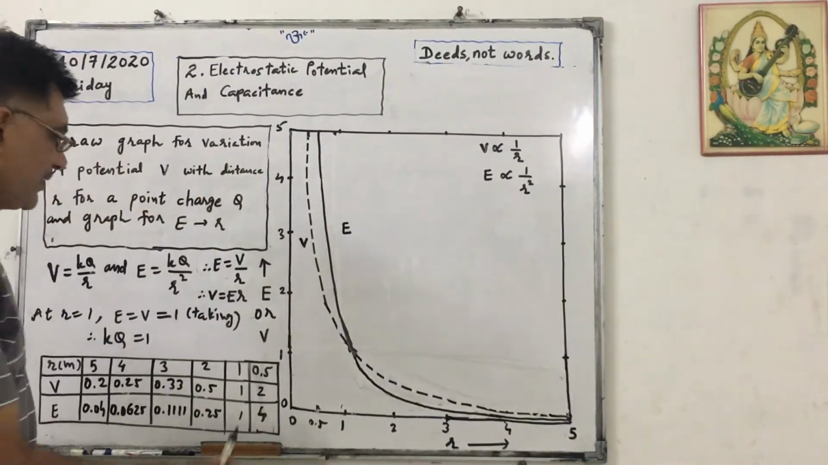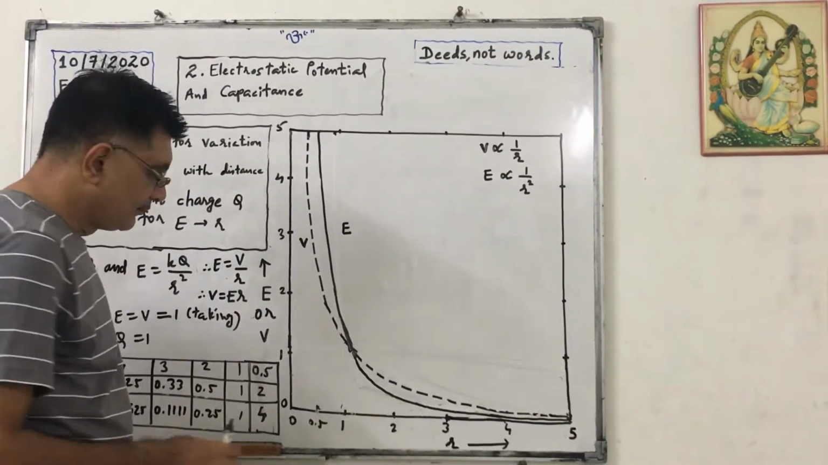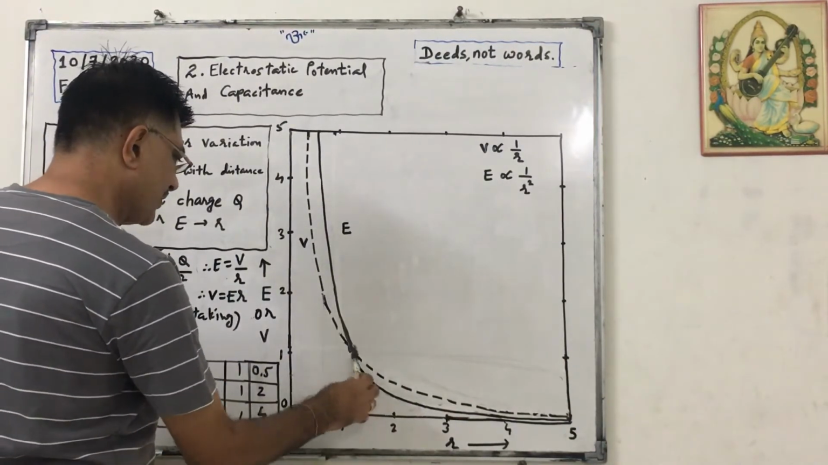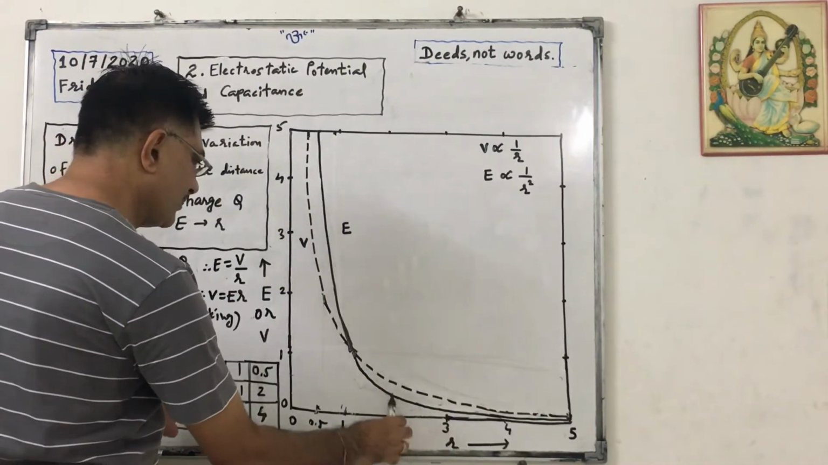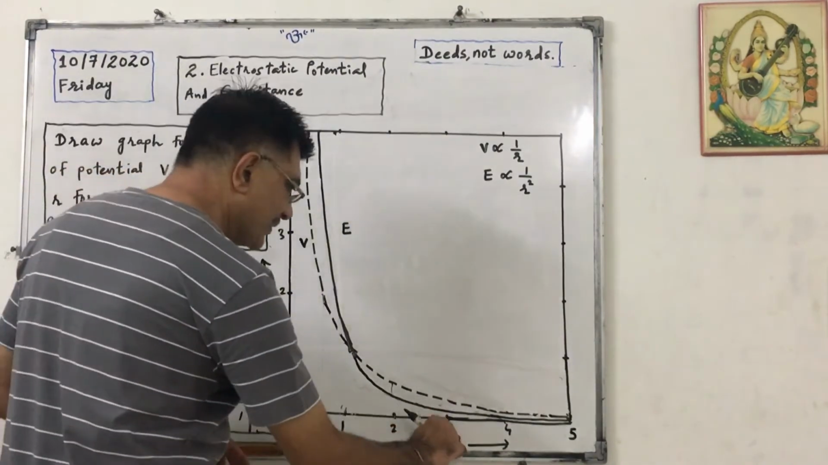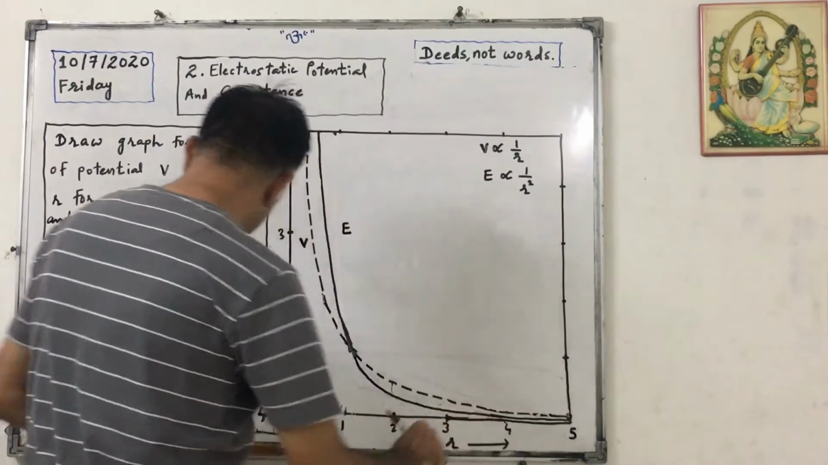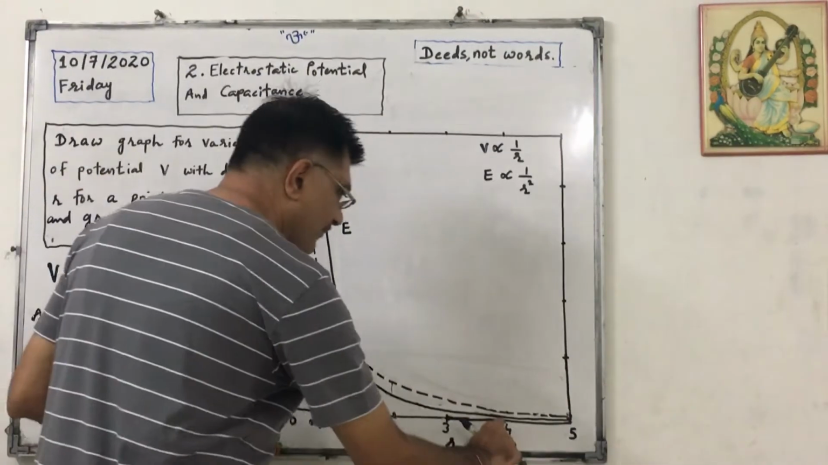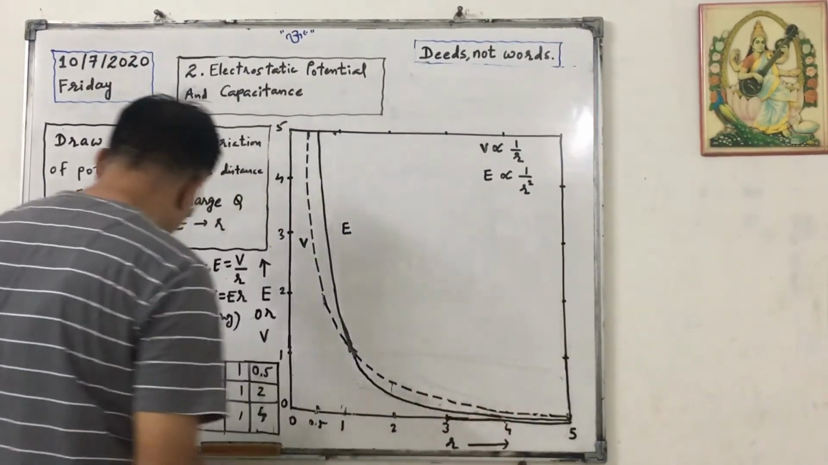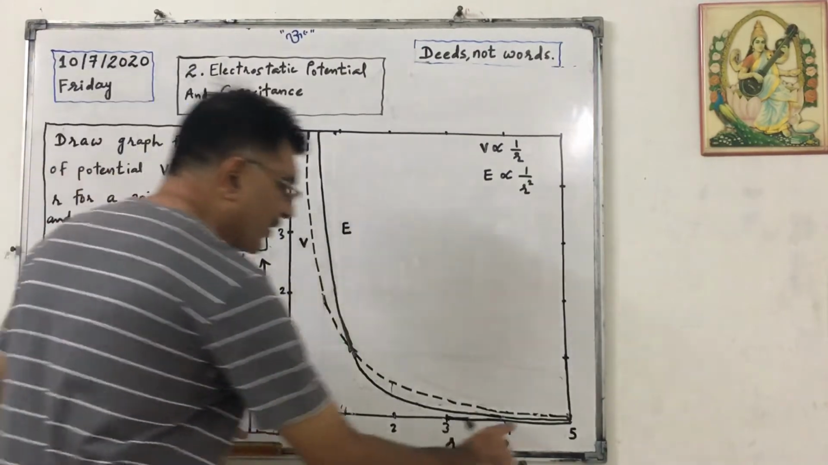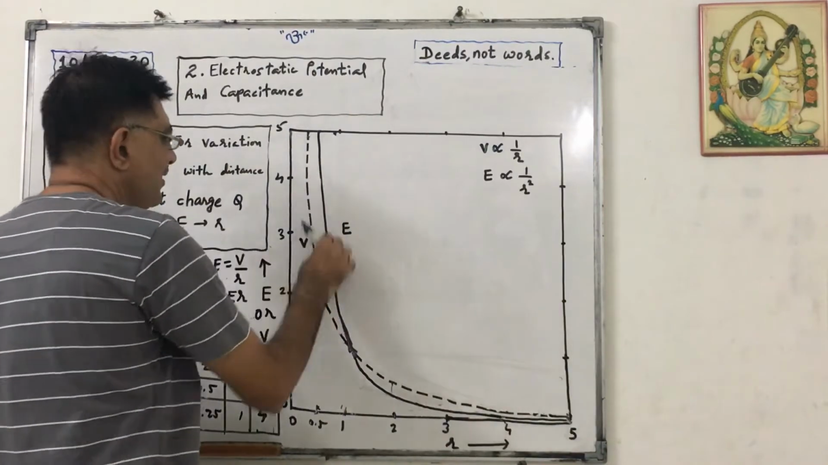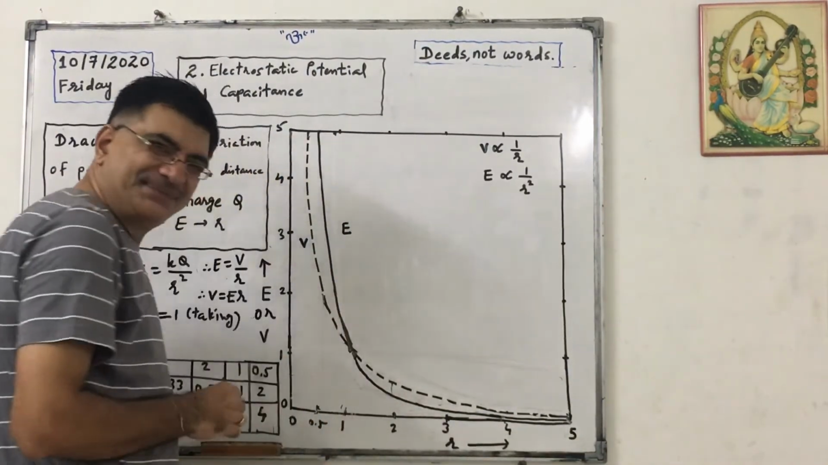Now putting the values. First of all, let us draw the graph for V. At 0.5, its value is 2. At 1, it is 1. At 2, its value is 0.5. This is 1, so half of it. At 3, its value is 1 by 3, that is 0.333. At 4, its value is 0.25, that is 1 by 4. And finally, at 5, it is 0.2, that is 1 by 5, fifth part of 1. So this dotted line is the graph for V.